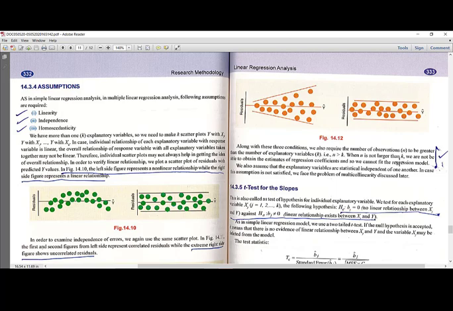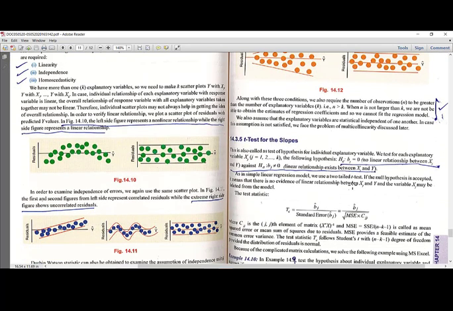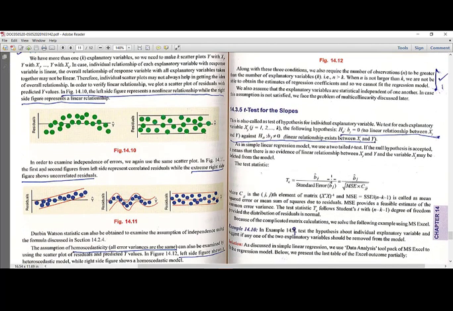When n is not larger than k, we will not be able to obtain the estimates of regression coefficients, and so we cannot fit the regression model. Now, just like the t-test we used for slope in simple linear regression models, we now discuss t-tests for the slopes here also. Here, the null hypothesis is bj equal to 0, that is, no linear relationship between xj and y. Actually, we test this null hypothesis for each explanatory variable xj. And the alternative hypothesis is bj not equal to 0, that is, a linear relationship exists between xj and y.